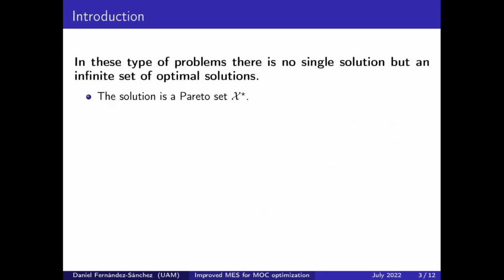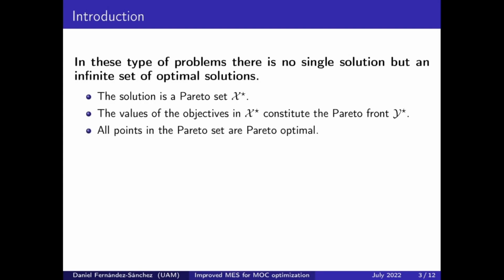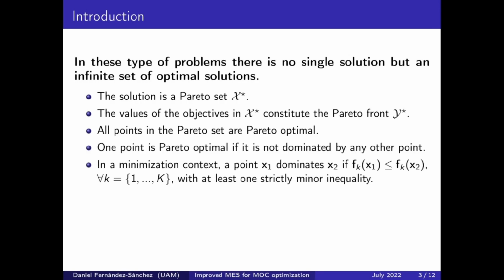Because this type of problem has several objectives, there is no single solution but a potentially infinite set of optimal solutions, called the Pareto set. The Pareto set evaluated in the objectives constitutes the Pareto front. All the points in the Pareto set are Pareto optimal. One point is Pareto optimal if it's not dominated by any other point. In a minimization context, a point x1 dominates x2 if the values of all the objectives in x1 are lesser or equal to the values of the objectives in x2, with at least one strictly lesser inequality.